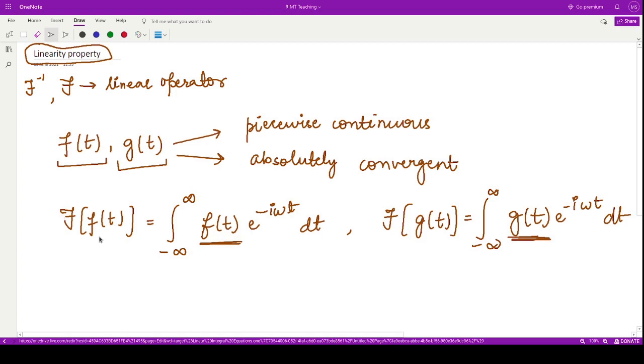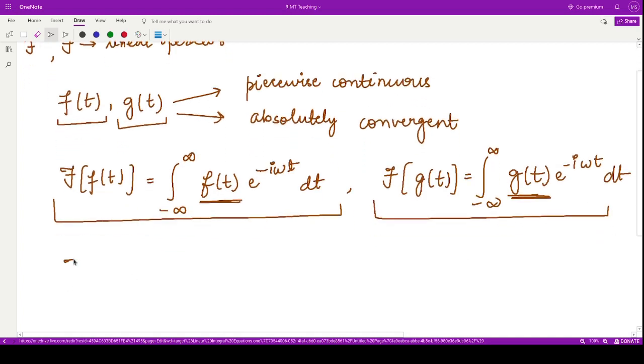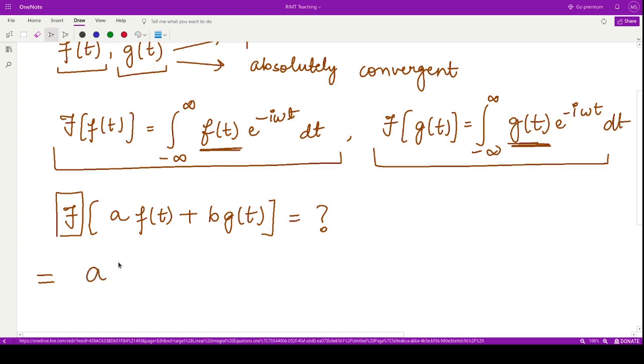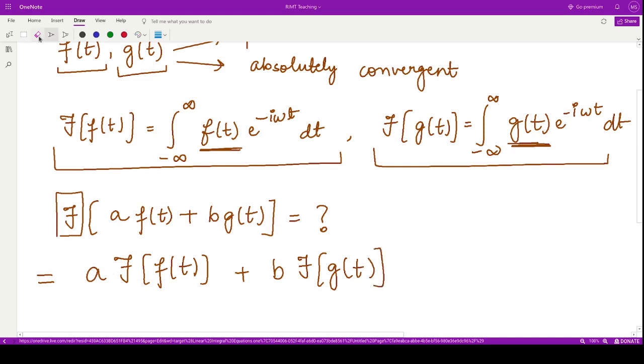Now, if you already have the Fourier transform of these two functions, and you are required to calculate the Fourier transform of the linear combination, where a and b are constants, what would it be? Because the Fourier transform, according to the linearity property, is a linear operator, we can write this as a times the Fourier transform of the function f of t plus b times the Fourier transform of the function g of t. So this is what the linearity property tells you: you can separate out the terms and take the scalar coefficients a and b outside. This is our linearity property.